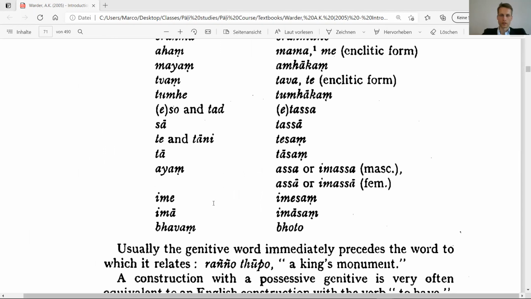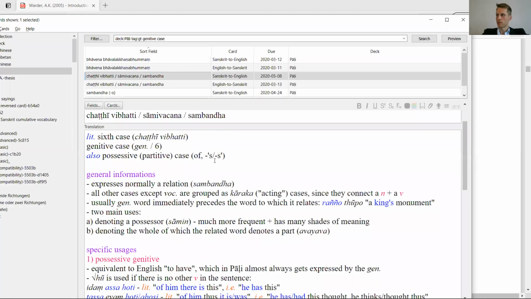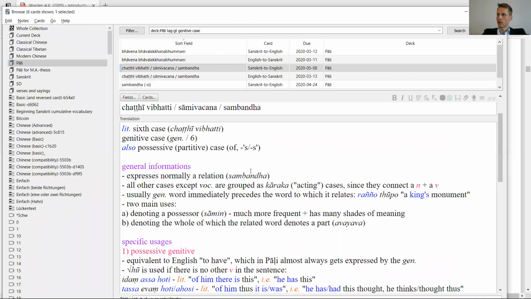Now the genitive has two big meanings, two predominant meanings. It is, by the way, the sixth case, the chaṭṭhī vibhatti, and it is also the possessive case or the partitive case. In English, oftentimes this is expressed by 'of' or apostrophe s, or if it's the plural, s and then apostrophe. The two main things about the genitive are that it denotes possession or a part of something greater.